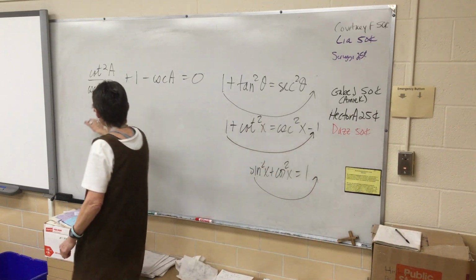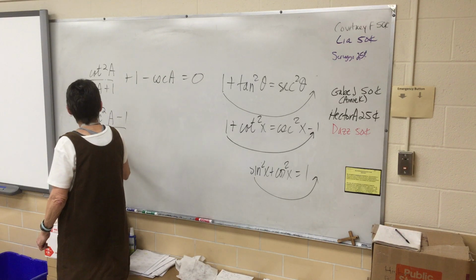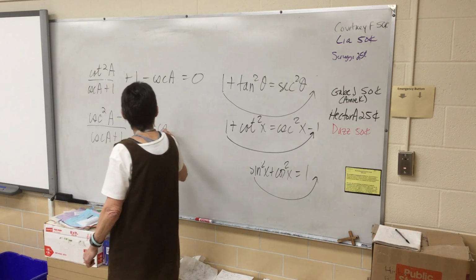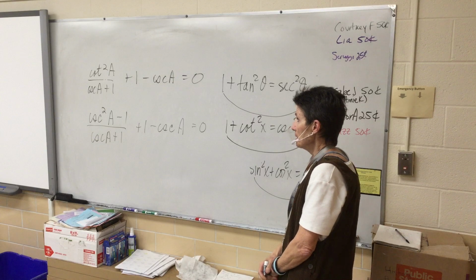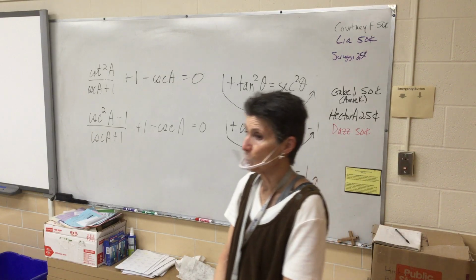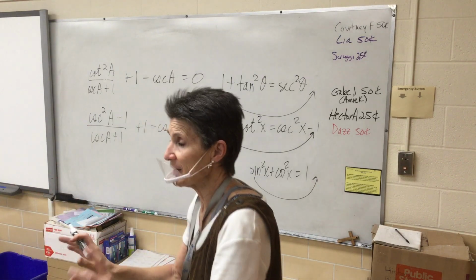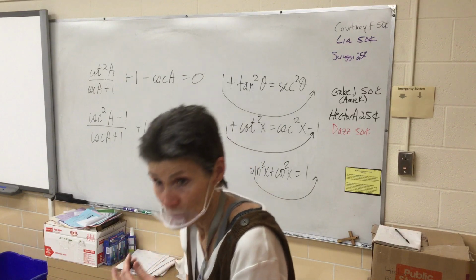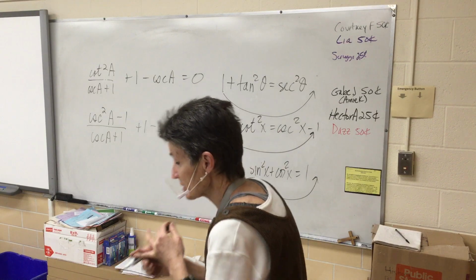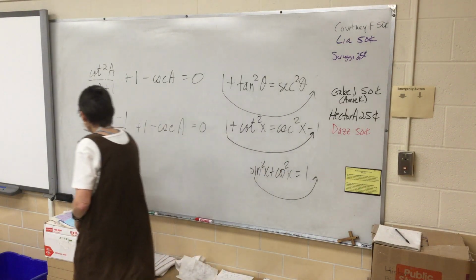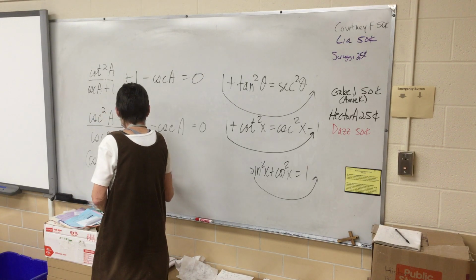So I will do what Lily said, and I will substitute in cosecant squared minus 1. Cosecant squared minus 1 should kind of jump out at you, not because of any identity, but because it's factorable. Why is it factorable? Difference of squares. So it will factor into cosecant plus 1 and cosecant minus 1.